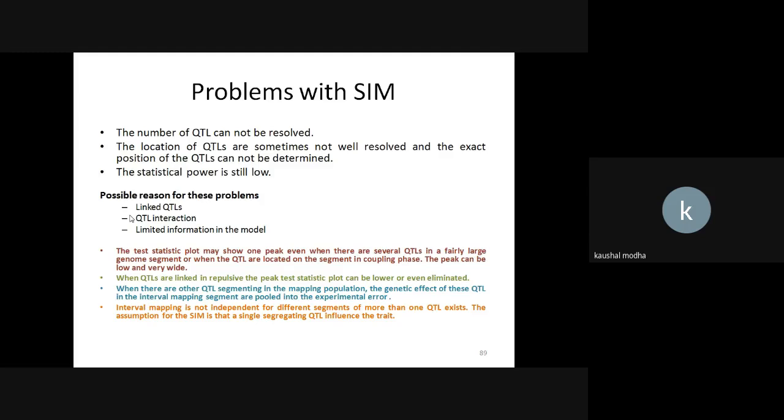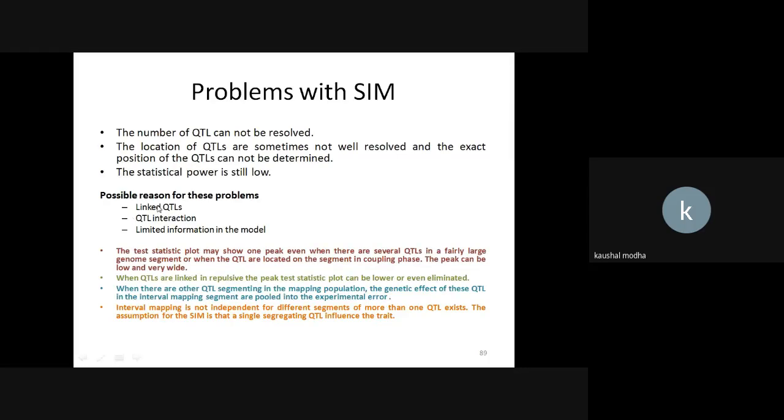The location of QTL is also not resolved. An exact position cannot be resolved because this marker interval may still be too long to precisely locate the QTL in a narrow region. If you use dense markers within a limited region, then it would be possible. But here we are only considering 2 flanking markers situated at the boundaries of this particular interval. And statistical power is still low with simple interval mapping. And all these limitations are due to these reasons.